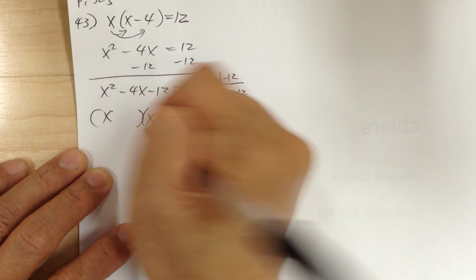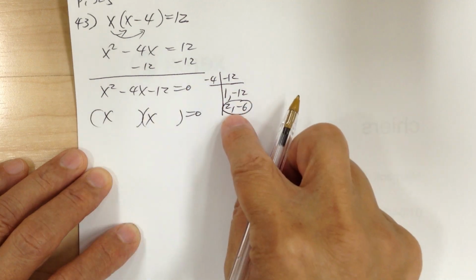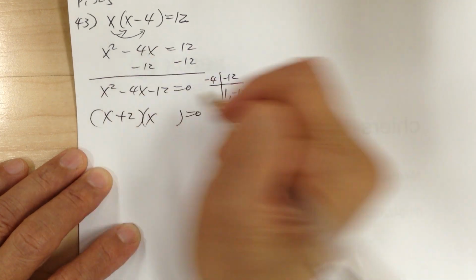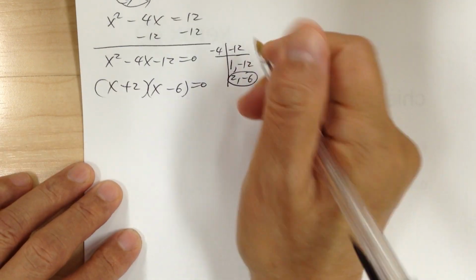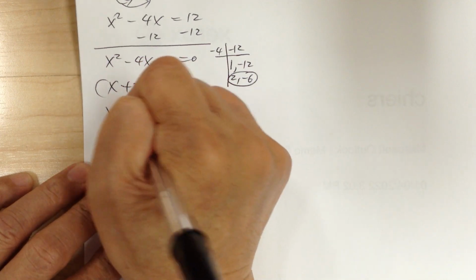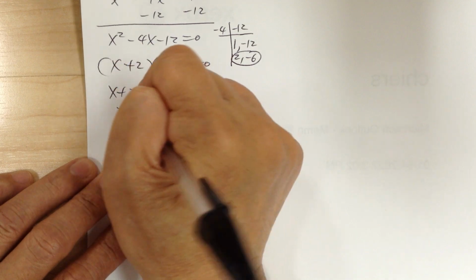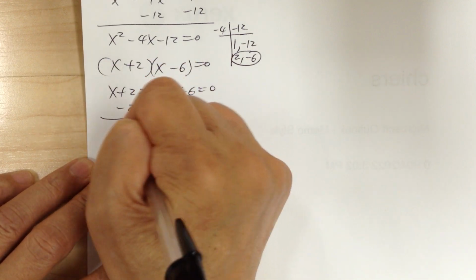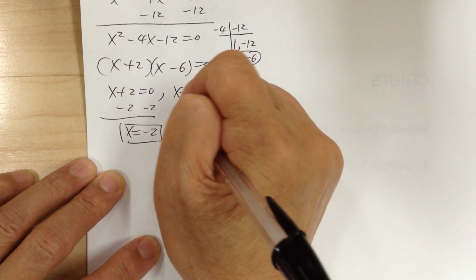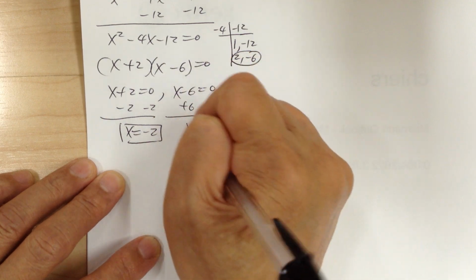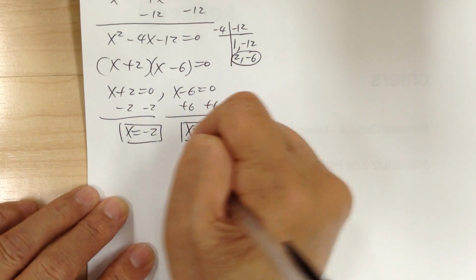So you get x and x. So no number, so whatever you see is whatever you put down here. So plus 2 minus 6. Then you set it equal to 0. And you solve. So minus 2 on each side. So you get x equal to negative 2. This one you plus 6 on each side. So you get x equal to 6. Okay.